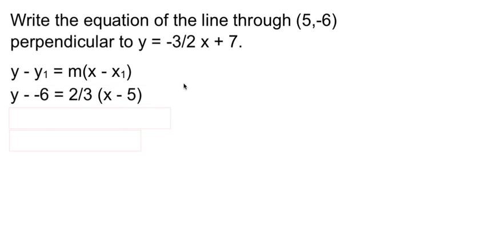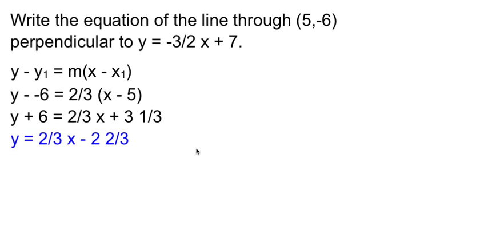Plugging that information in, y minus -6 equals 2/3 times x minus 5. Do a little distributing, and then subtract the 6 over to get to our final result of 2/3 x minus 2 2/3 equals y. We could say 2/3 x minus 8/3 if you wanted to.